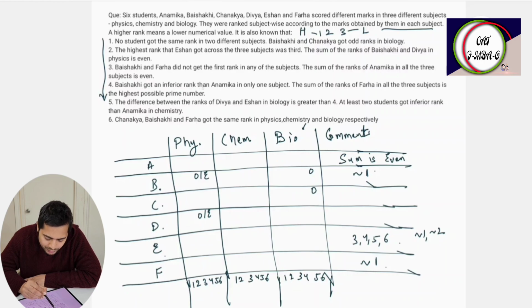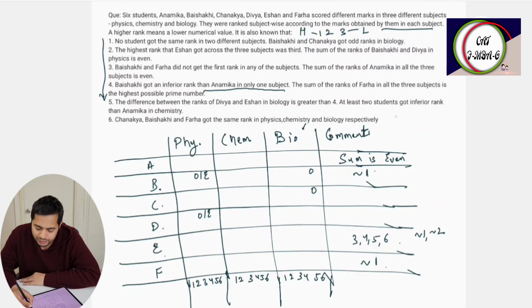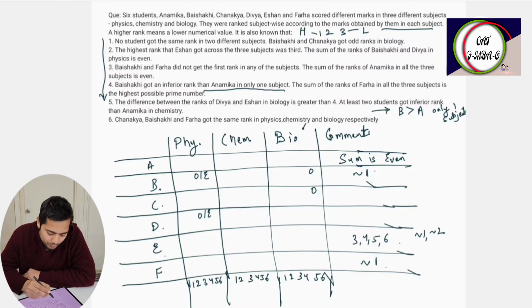Baisakhi got an inferior rank than Anamika in only one subject. So inferior means higher numerical value. So B is greater than A in only one subject. So in the remaining two subjects, definitely B is less than A. Let's remember this for now.